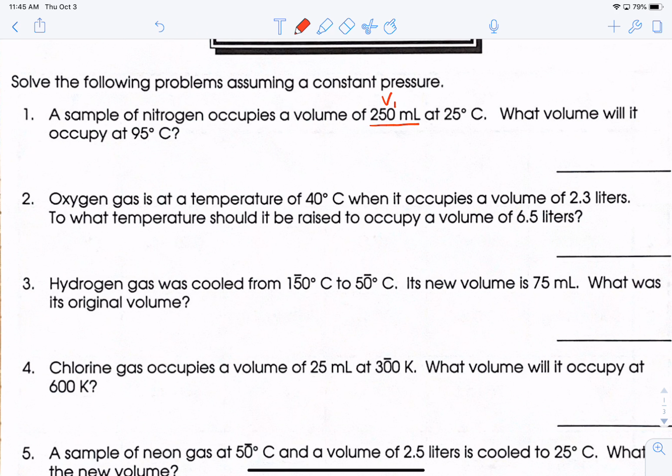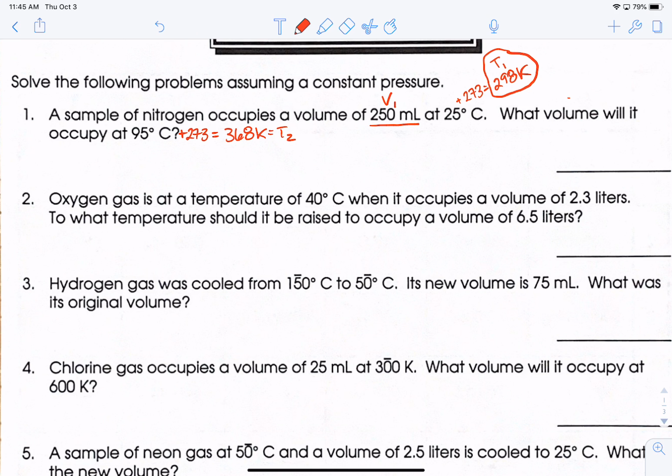25 degrees Celsius. There's a problem with Celsius. Remember, we have to add 273, and that's going to give us 298 Kelvin. And that is going to be our temperature 1. So look, I just scribbled in the margin my quick conversion. Then I have 95. I need to add 273 to that one. And that is 368 Kelvin. So that's our T2.